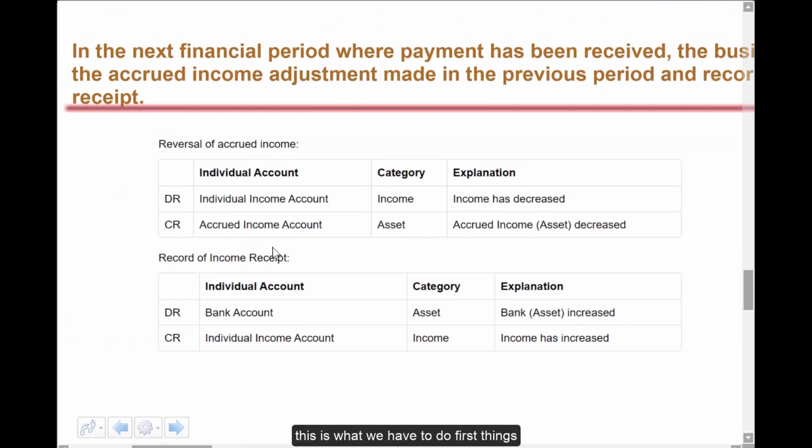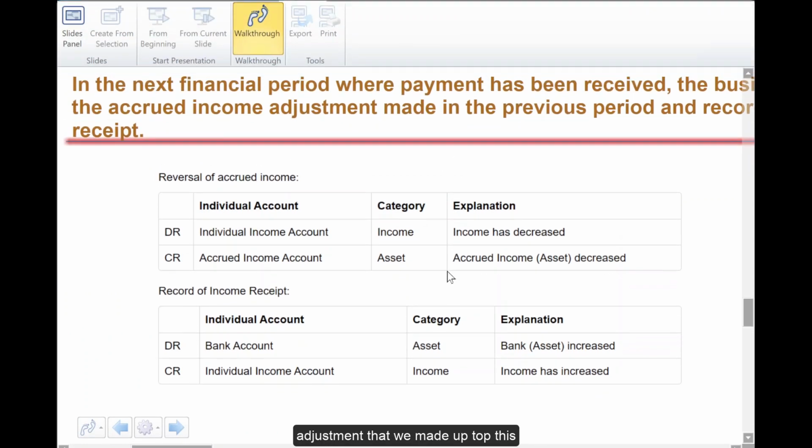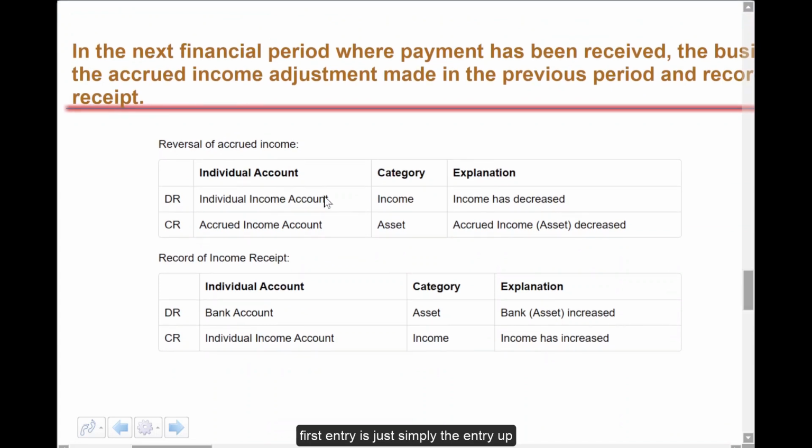So this is what we have to do. First things first, let's simply reverse the adjustment that we made up top. This first entry is just simply the entry up top, back to front. We debit the individual income account, so we decrease income. And we credit the asset account, accrued income account. We reduce the asset. So that entry has now gone.